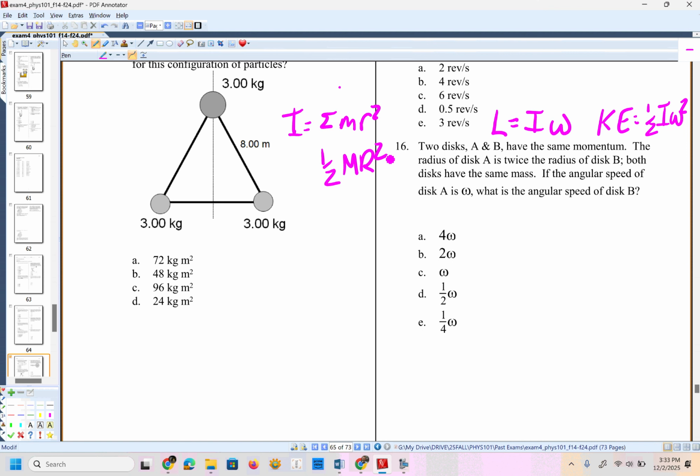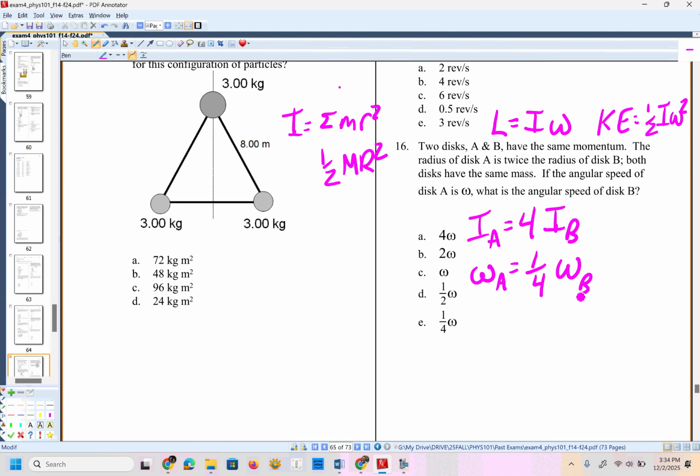So if disk A has twice the radius, that means it has how much bigger or smaller moment of inertia? A factor of 4. So the moment of inertia of disk A is 4 times the moment of inertia of disk B. That means the angular velocity of disk A is 1/4 the angular velocity of disk B. You'll see where I get that from? If I is 4 times as big, that means omega is 1/4.